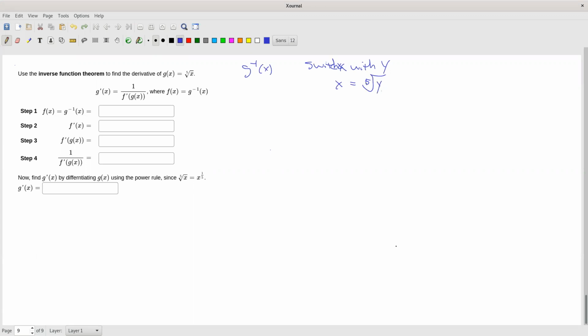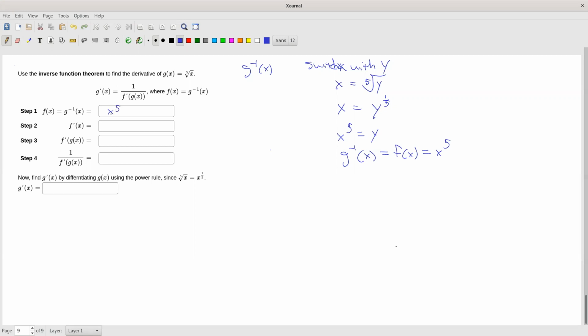Now, remember, the fifth root is really the 1/5 power, right? So we get to play with rational exponents. And so if I switch that to the other side, that would be X to the fifth equals Y. So that means G inverse here, which my system here told me to call F, is X to the fifth. All right, got that. So that's what goes here, X to the fifth power.